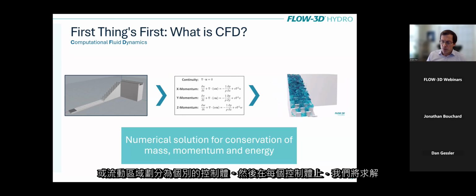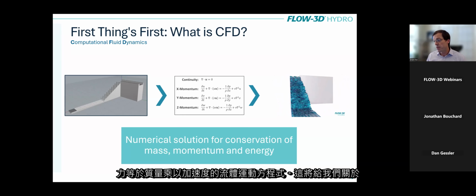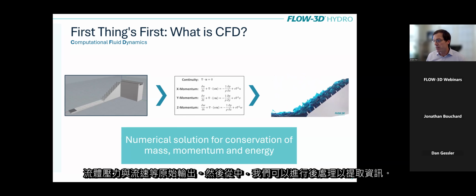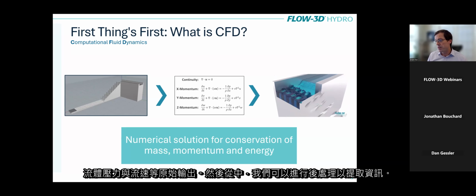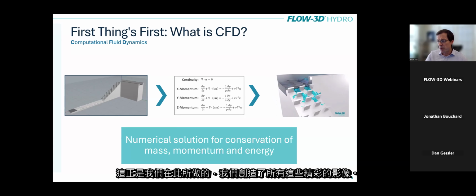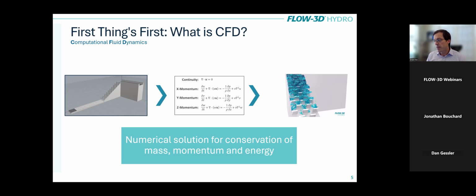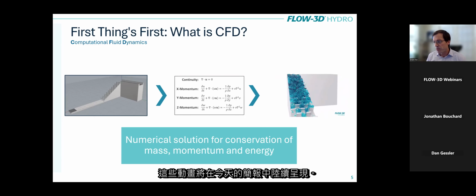And then on each control volume, we're going to solve force equals mass times acceleration for a fluid. That's going to give us the raw output of things like fluid pressures and velocities. And then from that, we can post-process it to extract information. And that's precisely what we're doing here, where we create all these amazing images and animations that we're going to see throughout today's presentation.